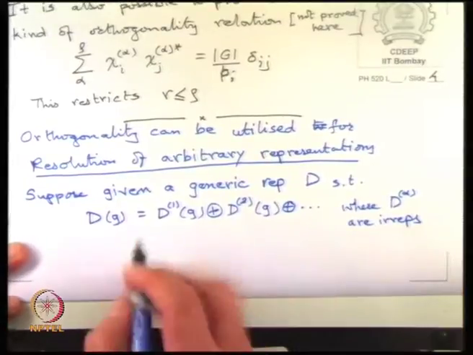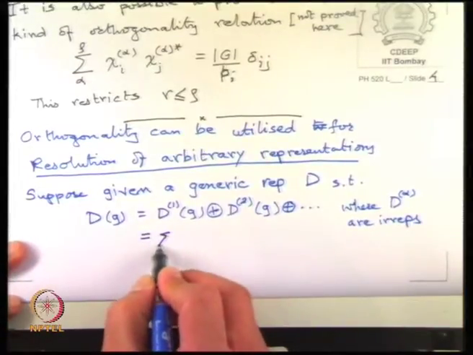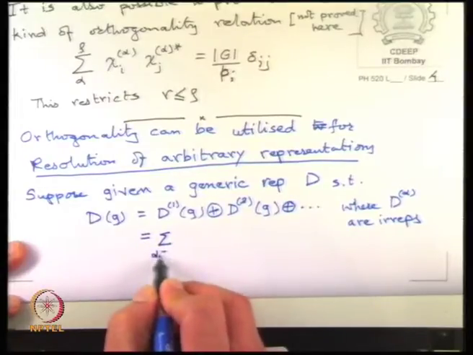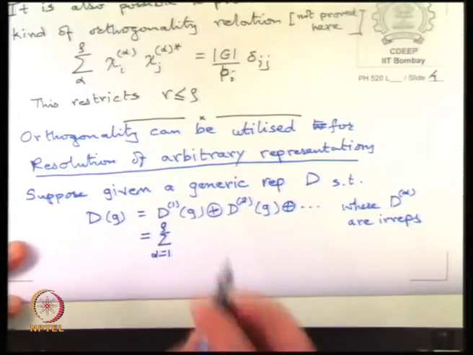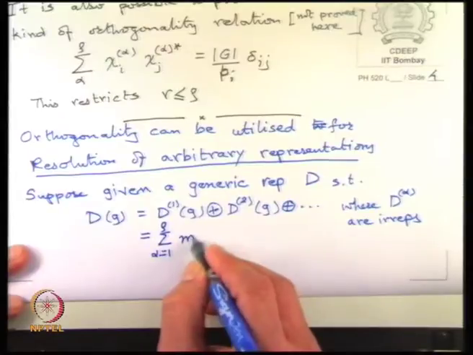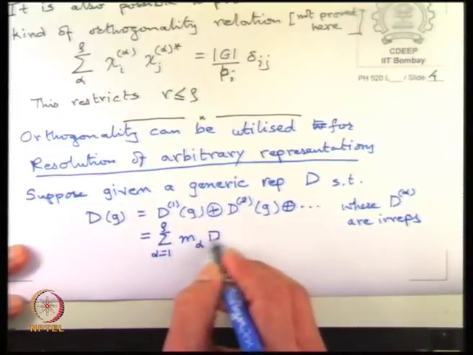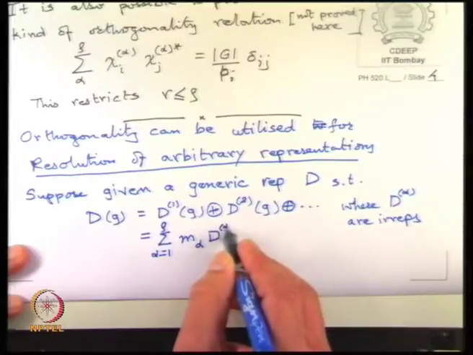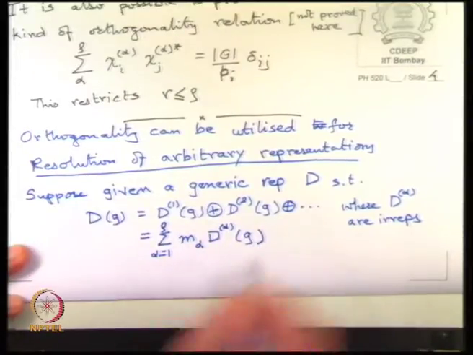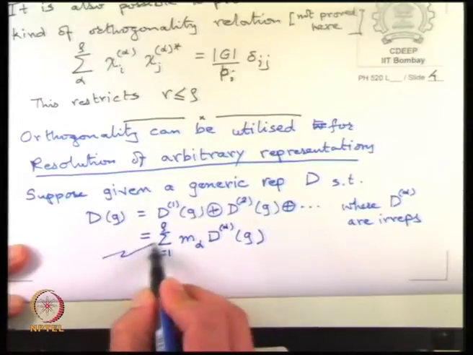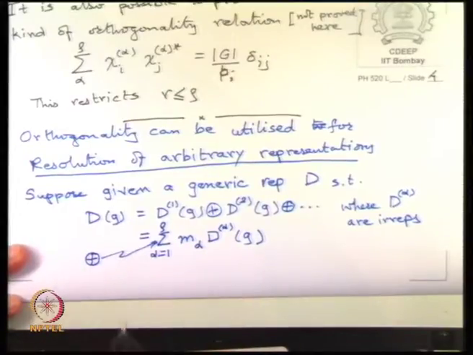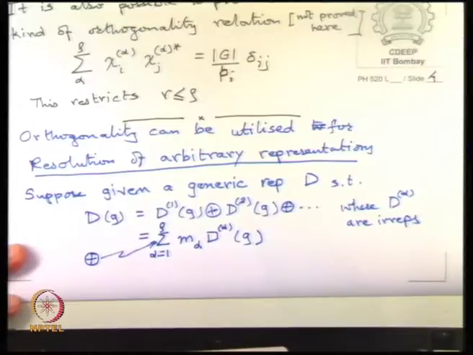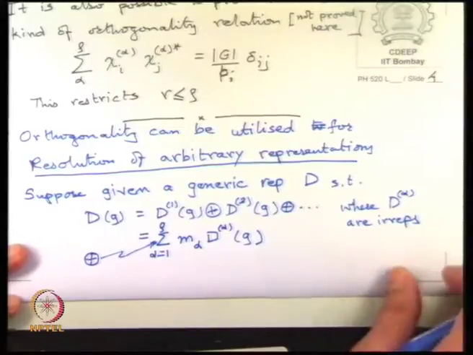We rewrite this as equal to the sum over alpha, and for alpha we have said that let there be rho number of irreps, so the sum goes over that, and a weightage factor m alpha times D alpha of G, where technically I should have put here not an ordinary sum but actually the group theory sum, the linear, okay.